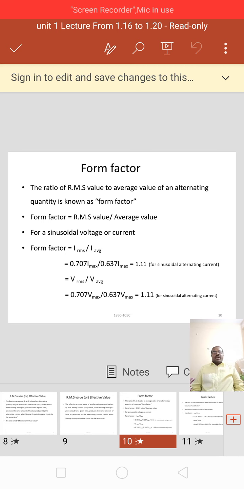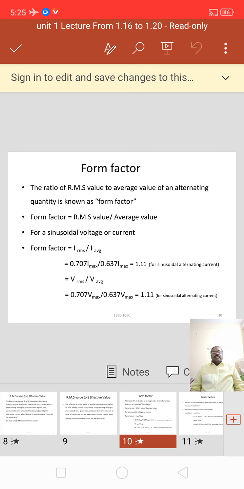For a sinusoidal voltage or sinusoidal current, form factor equals I RMS to I average, where I RMS equals 0.707 I max and I average equals 0.637 I max. So form factor equals 0.707 I max to 0.637 I max, which equals 1.11, that is for sinusoidal alternating current.